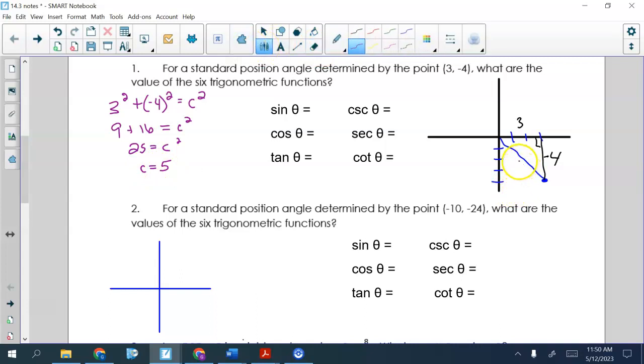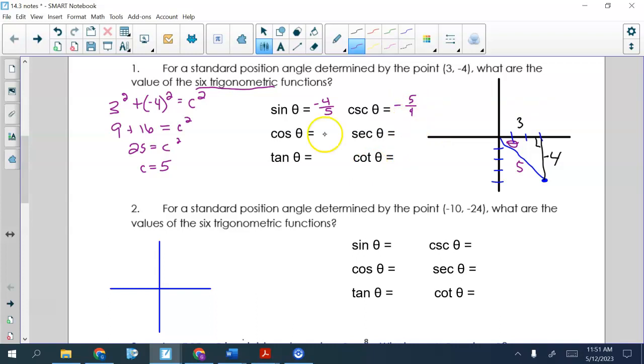So c is 5. Okay, now your theta is your reference angle. So when it says to find the 6 trig functions, I want to find sine theta, cosine theta, tangent theta, cosecant, secant, and cotangent. So the sine of theta, opposite over hypotenuse. So we're going to say it's -4/5. And then the reciprocal, cosecant, would just be the opposite of that, -5/4.